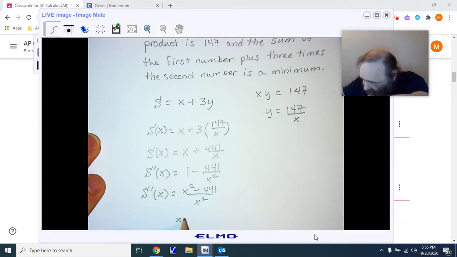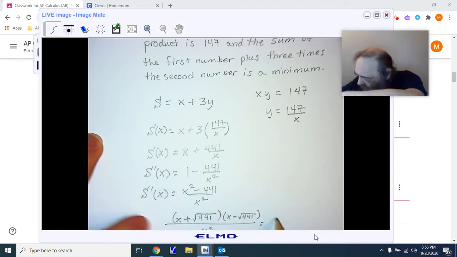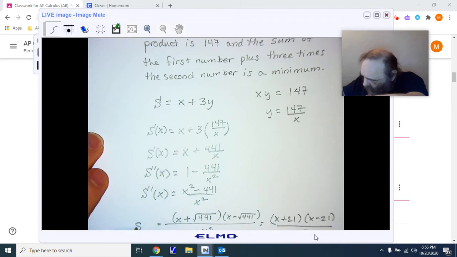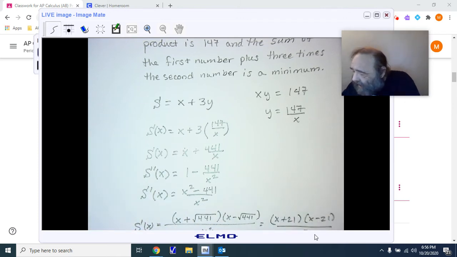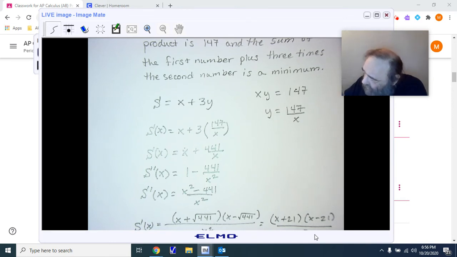Factoring allows me to have x plus root 441 and x minus root 441 divided by x squared, and this just turns out to be x plus 21 and x minus 21 all over x squared. Our critical values are therefore positive 21 and negative 21, and we are looking for the positive number.